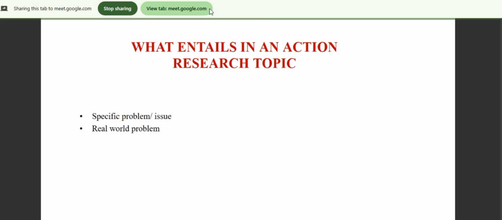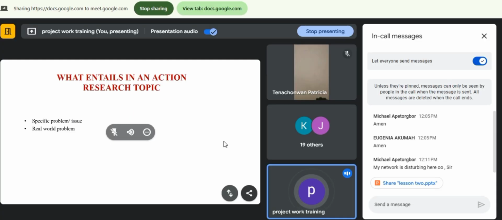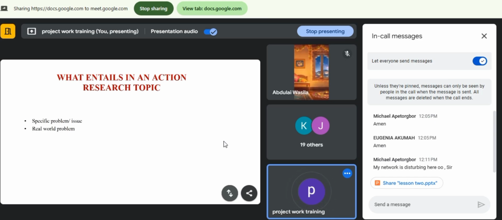You also have to look at the real world problem. In this context, we are looking at a genuine issue that affects your students. In a real world setting, in a classroom, some of your students might not understand how to read. So inability to read can be a real world problem. A genuine issue that affects your students or the community becomes the real world problem. So, before you can write a complete action research topic, you must look at a specific real world problem that you want to address.